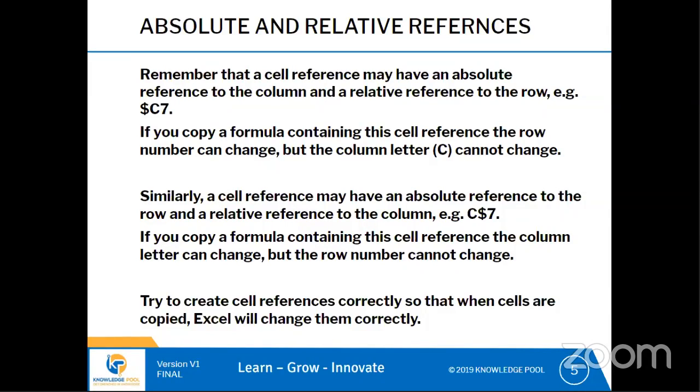Similarly, a cell reference may have an absolute reference to a row and a relative reference to the column. So C$7. And if you copied that formula containing this cell reference, the column letter can change. So the C can change, but the row number cannot. So it would always be 7.